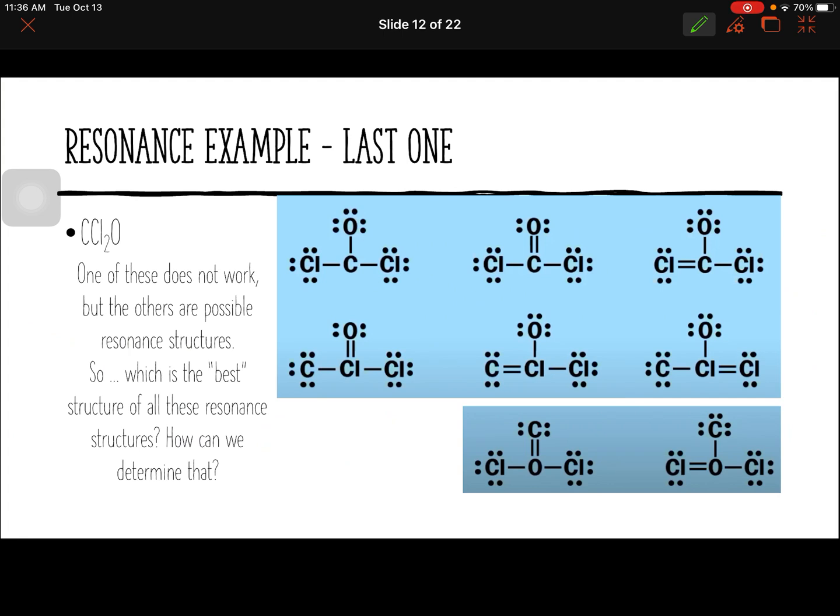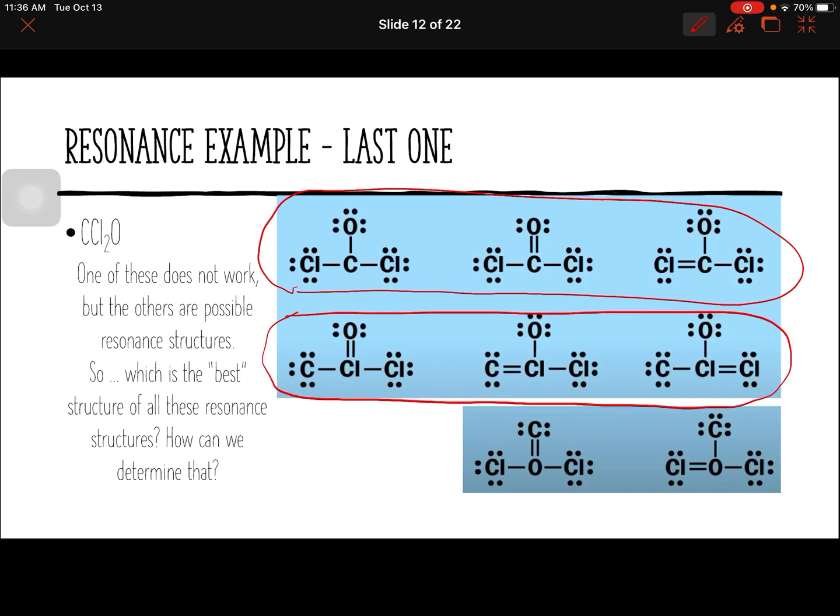Okay, last example here for resonance is CCl2O. So all of these are possible structures. Now for these, there are different ways to arrange the atoms. So these are all the same arrangement, but the electrons are changing. One of these does not work, and it's this first one on the top left because the carbon doesn't have an octet and it needs it. So that top left one is out automatically, but all of these other ones are possible okay structures.